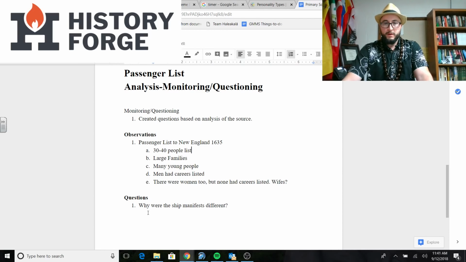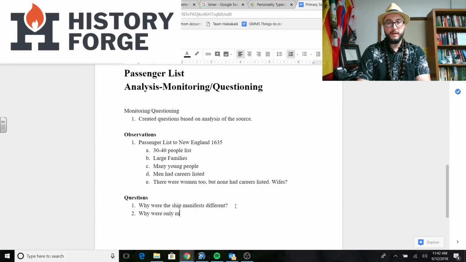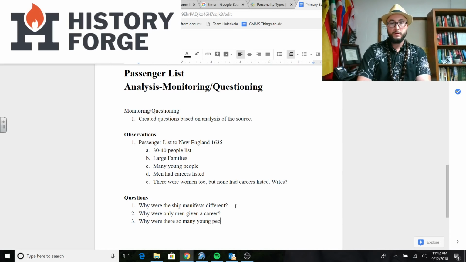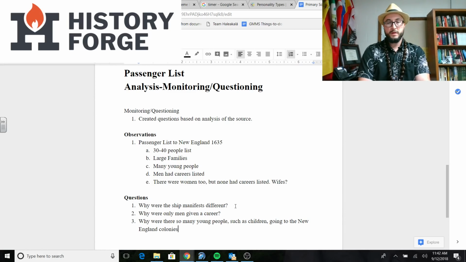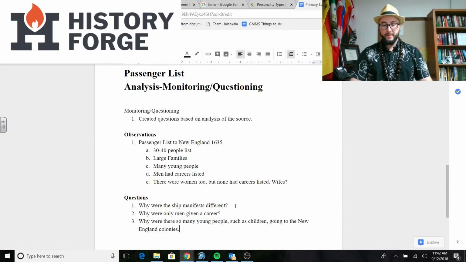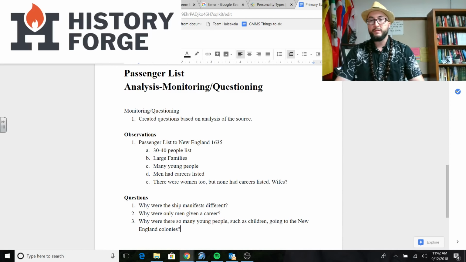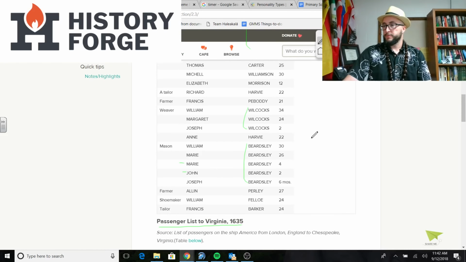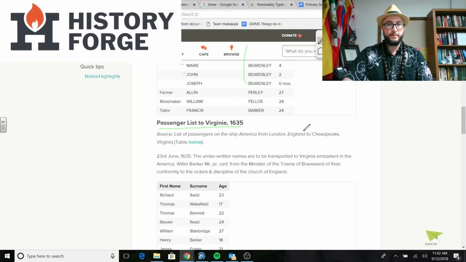And so far, my question is, why were the ship manifests different? I could ask something like, why were only men given a career? I could ask, why were there so many young people, such as children, going to the New England colonies? I think that's pretty good. So again, I've asked 3 questions actually. I haven't even analyzed the second one yet. So let's go down to the second one real fast. We're about 9 minutes in. I want to keep moving along.